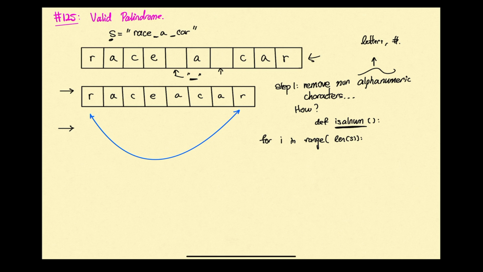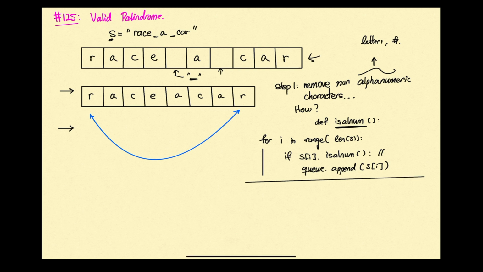So we can do this. For i in range of length of s, we check if s of i, and then we have this function isalnum. If this is true, this means that we have an alphanumeric character, then we append that to our queue. So once you run this for loop, we would have an array, something like this, and in our queue, we only have alphanumeric characters.